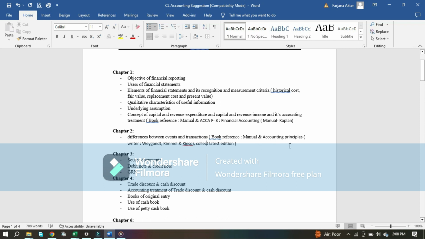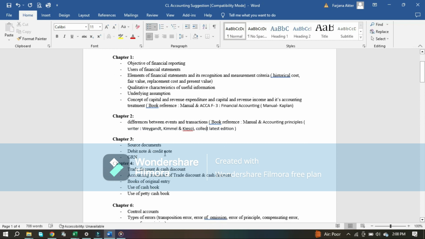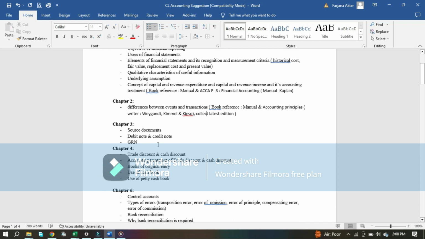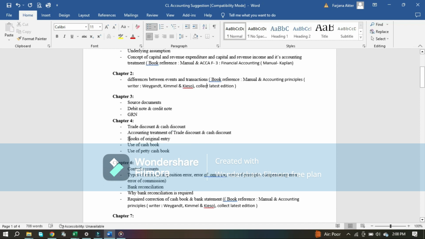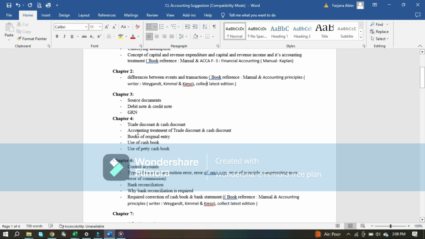Chapter 2. Differences between events and transactions. Book reference, Manual and Accounting Principles, Weygandt, Kimmel and Kieso, collect latest edition.